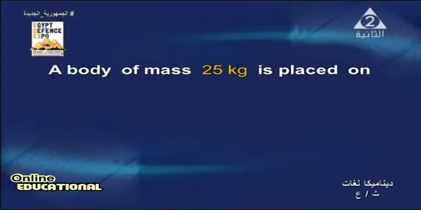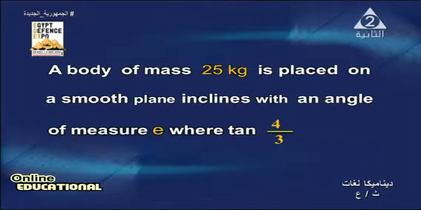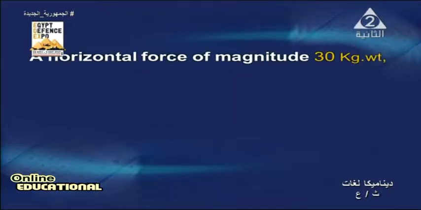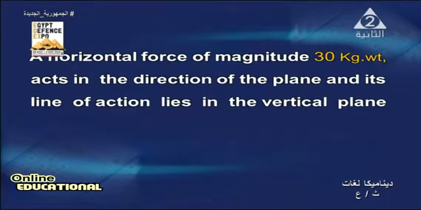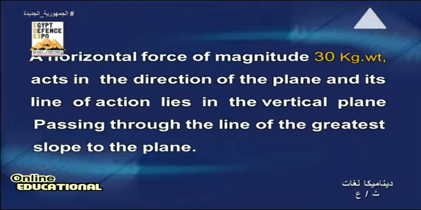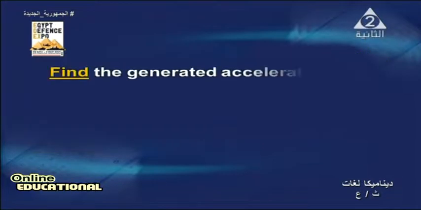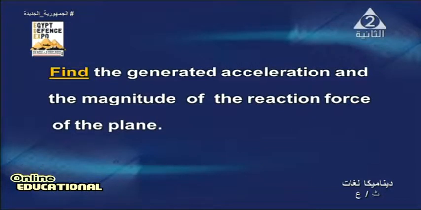Now we move to the next example. A body of mass 25 kilograms is placed on a smooth plane inclined with an angle of measure theta, where tan theta equals 4/3. A horizontal force of magnitude 30 kilogram weight acts in the direction of the plane, and its line of action lies in the vertical plane passing through the line of greatest slope to the plane. Find the generated acceleration and the magnitude of the reaction force of the plane.